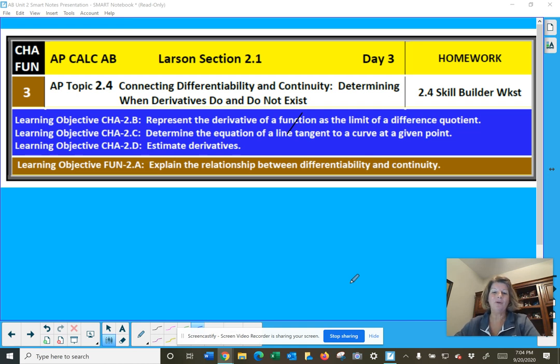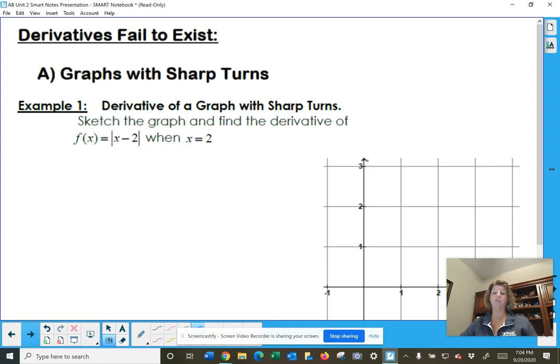Welcome to section 2.4, where we're connecting the differentiability and continuity idea together. So we're going to determine when derivatives exist or not exist. So let's just hit it. All right, derivatives fail to exist when graphs hit a sharp turn.